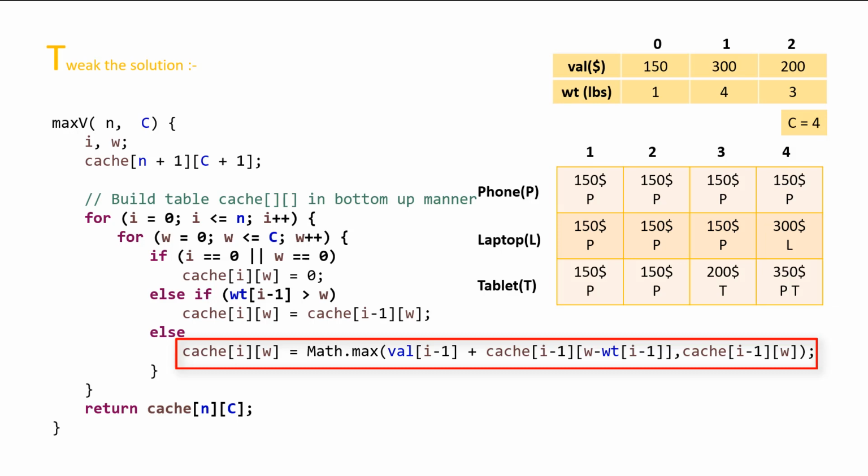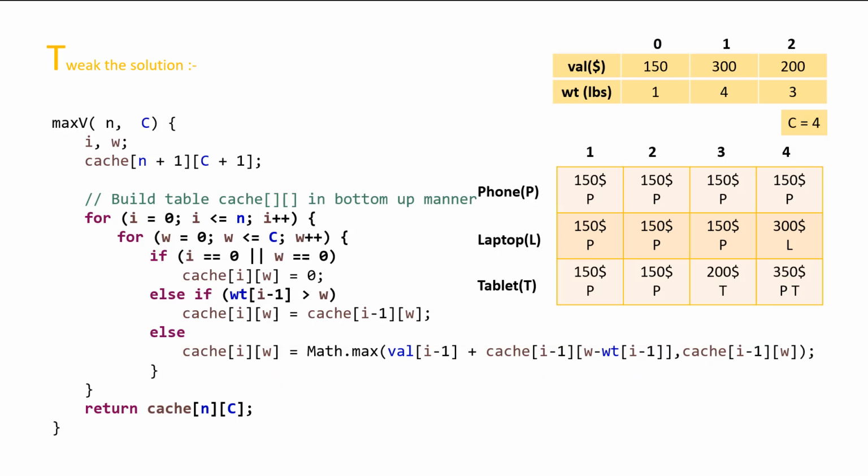So guys, I hope this problem is clear to you, how we have solved it. The time complexity of this algorithm is O(N*C), and the space complexity is also O(N*C). N is the number of rows, the items, the max items which we have. C is the capacity. So this is a pure DP solution, guys, the bottom-up approach.